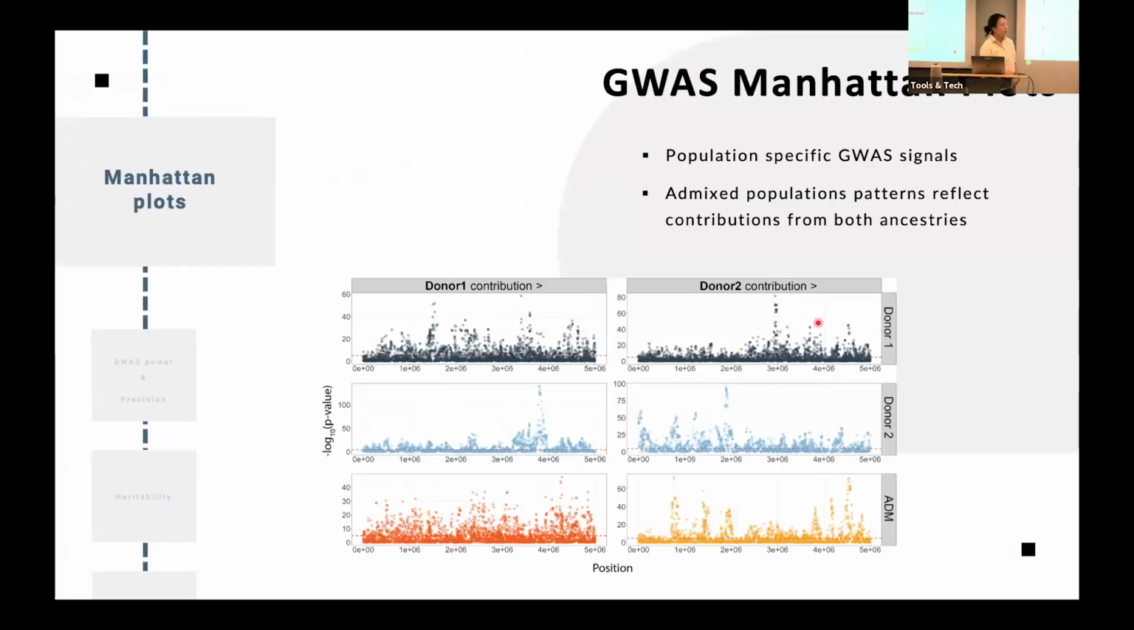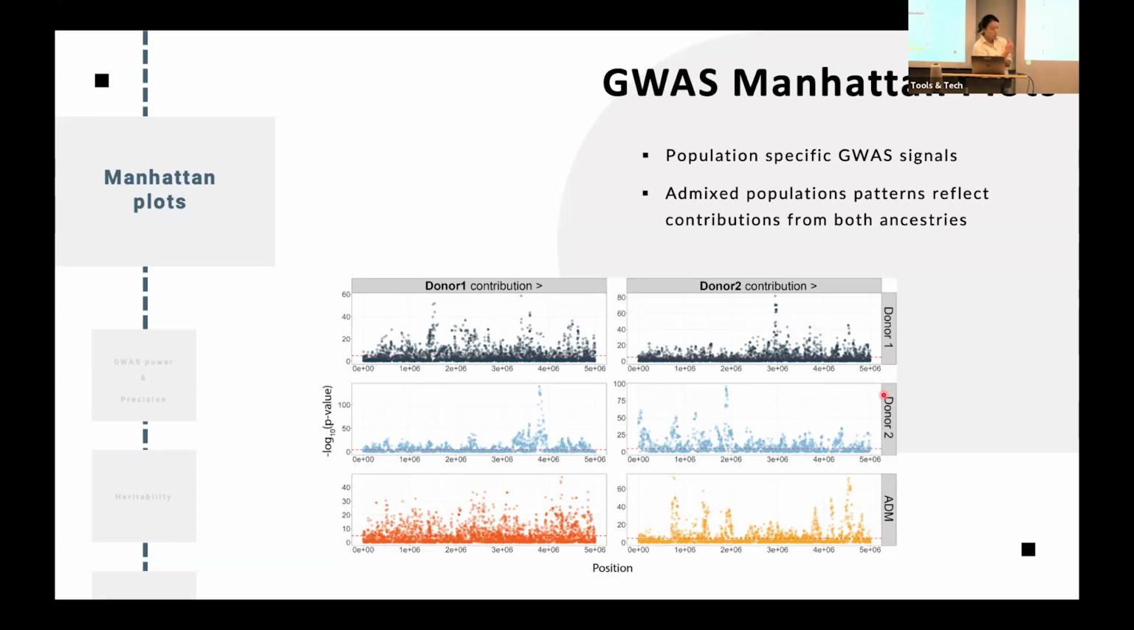So the first thing that we can look at is a Manhattan plot, and this is what we usually do if we have empirical GWAS summary statistics available in hand. The reason why we look at this Manhattan plot is that it provides us a genome-wide view of the association signals.